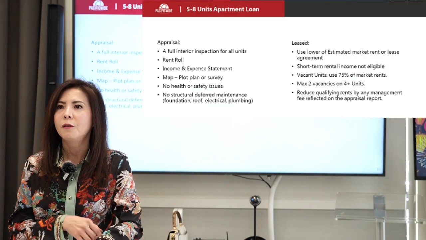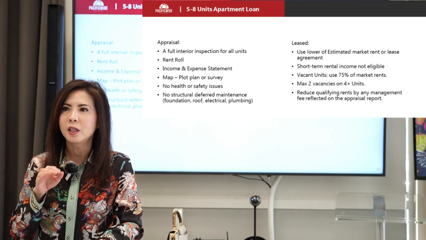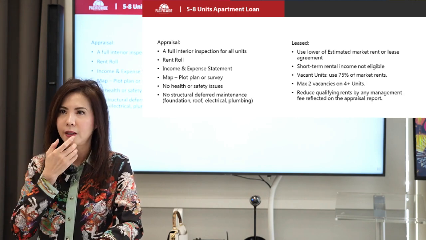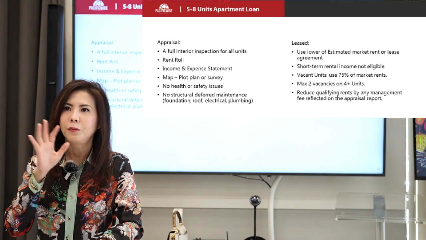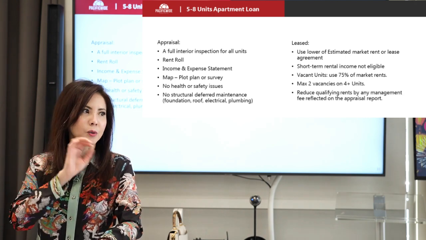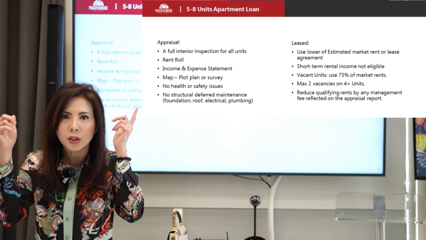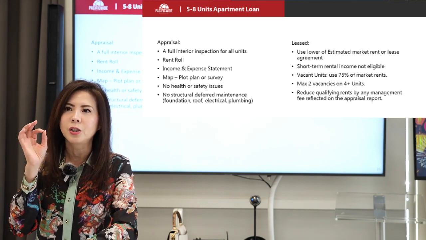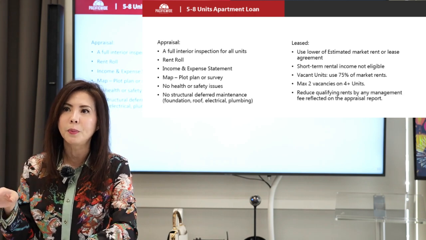For appraisal, a full interior inspection for all units. So this is the requirement we have to turn in. Okay? So we have to order a full interior inspection for all units. That means the appraiser has to come in each unit and take pictures and write about it. And we need to turn in the rent roll of the property.